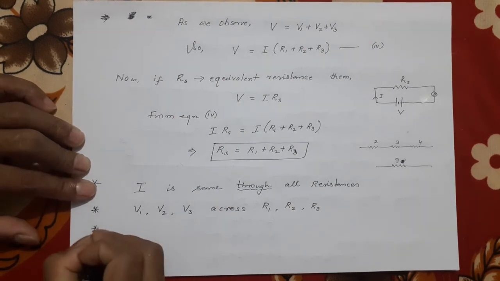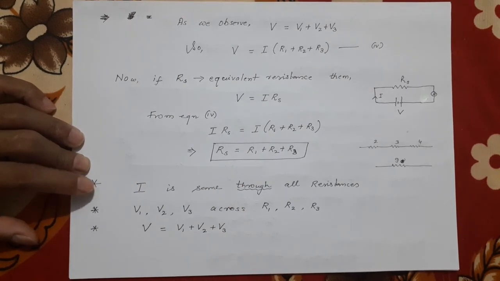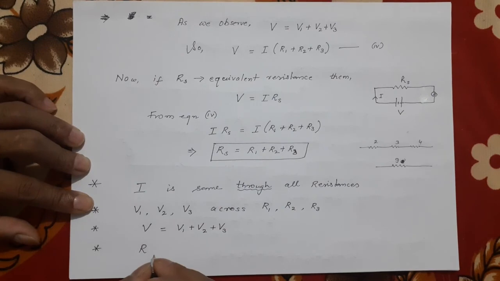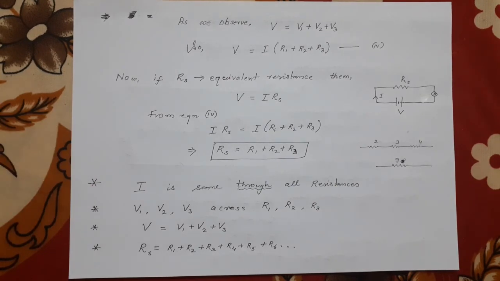And the total voltage is the sum of V1, V2, V3. These are the things you have to remember. And finally, if you have many, you can have R1, R2, R3 going on like that. Suppose you have 5, then RS will be R1 plus R2 plus R3 plus R4 plus R5, like this it can go, R6, and so on. If you have 7, it will be up to 7, right? So this is the whole thing about resistance in series. Similarly, we'll try to do what is in parallel in the next video. Thank you.